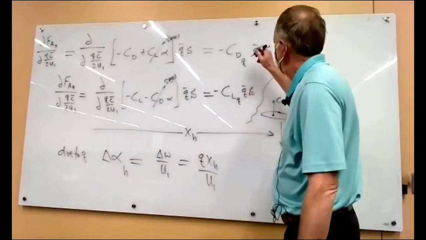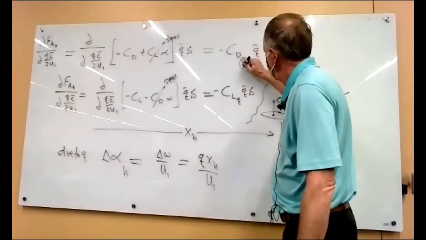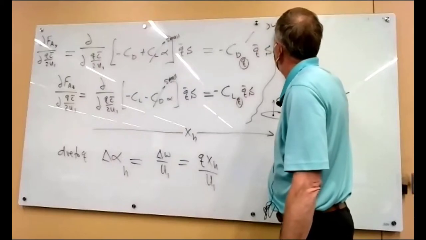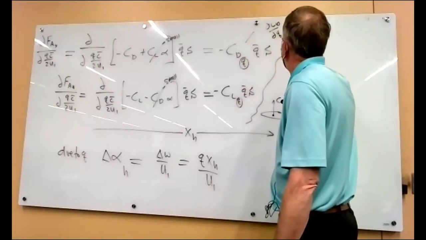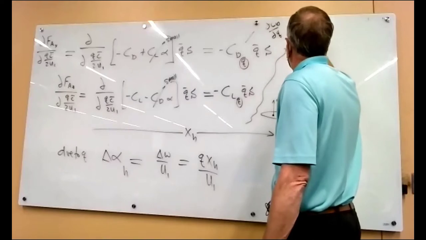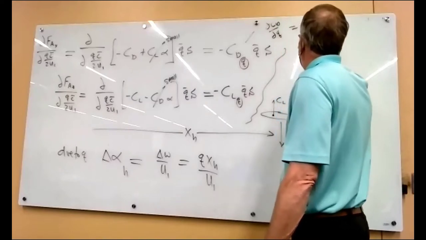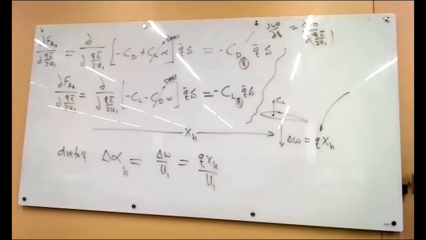Another word of caution: when you see CD subscript Q, it doesn't mean the derivative of CD with respect to Q. It means with respect to that whole deal of non-dimensional variable. So you just have to remember that.